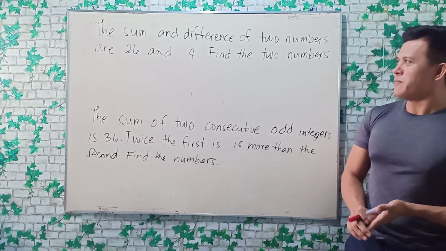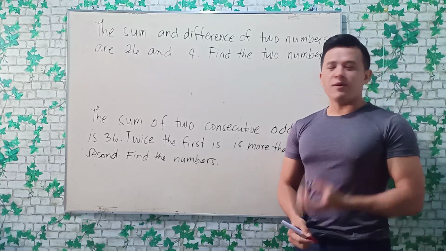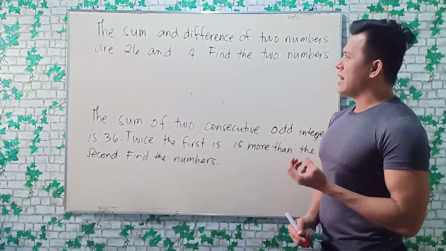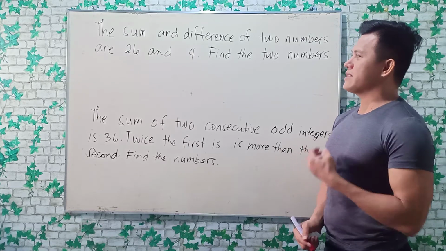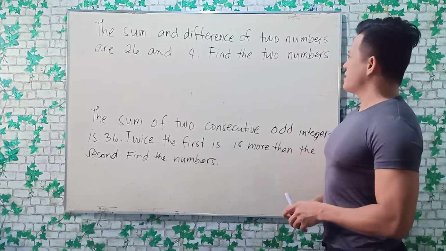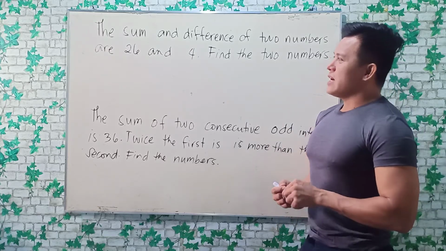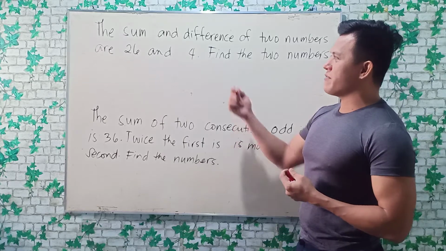Okay, so number one. There is this basic one, which is like: the sum and difference of two numbers is 26 and 4, respectively. Find the two numbers. Okay, so this is just like a basic number problem. The first thing you're gonna do is just to find the sum.